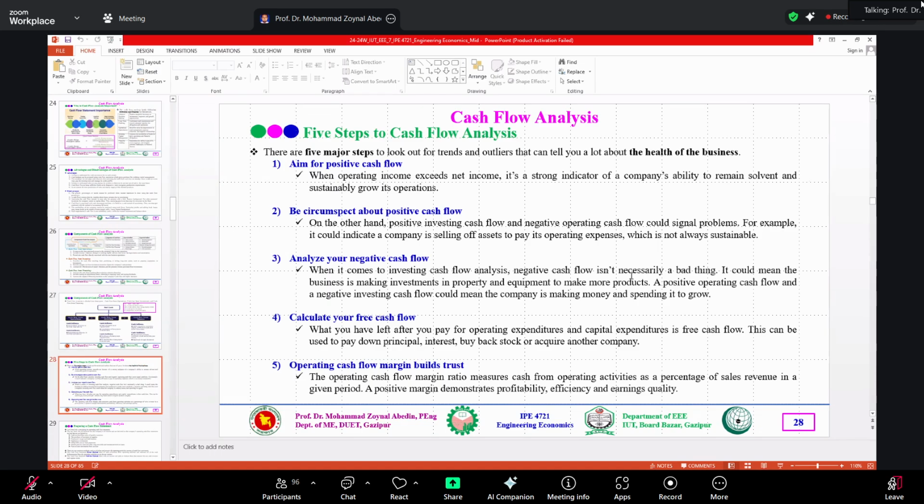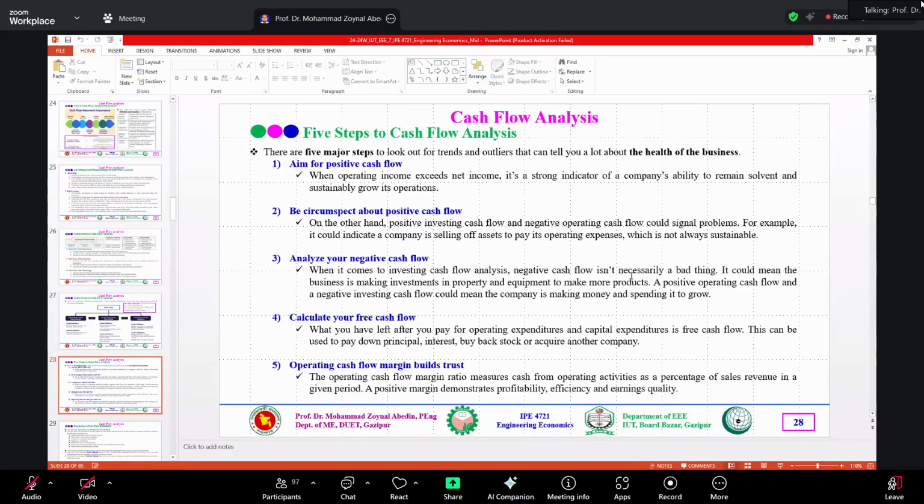When operating income exceeds net income. Say, for example, net income is $100 and your operating income is $200. It's a strong indicator of a company's ability to remain solvent and sustainably grow its operation. So the company is treated as aiming for positive cash flow when the operating income exceeds the net income.